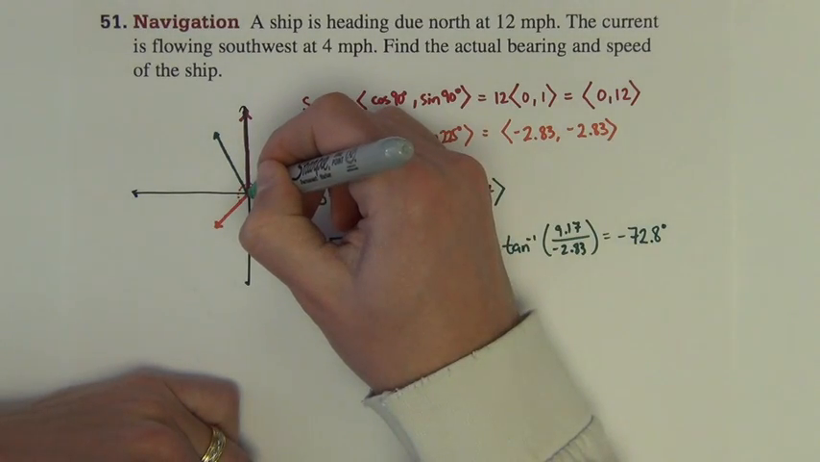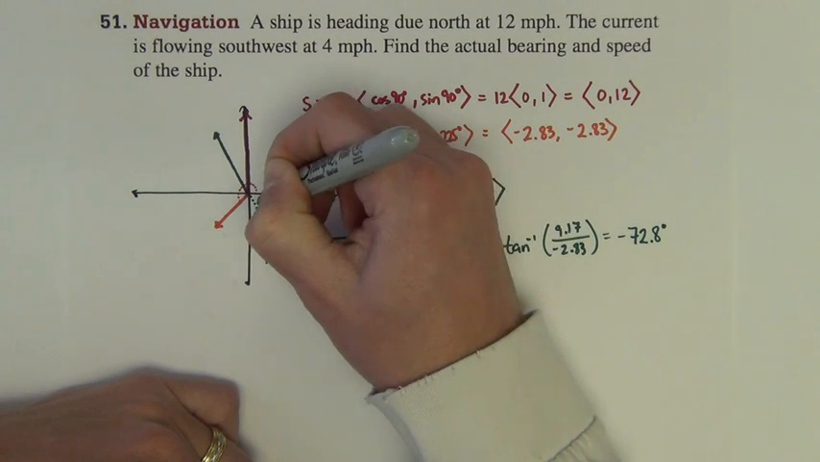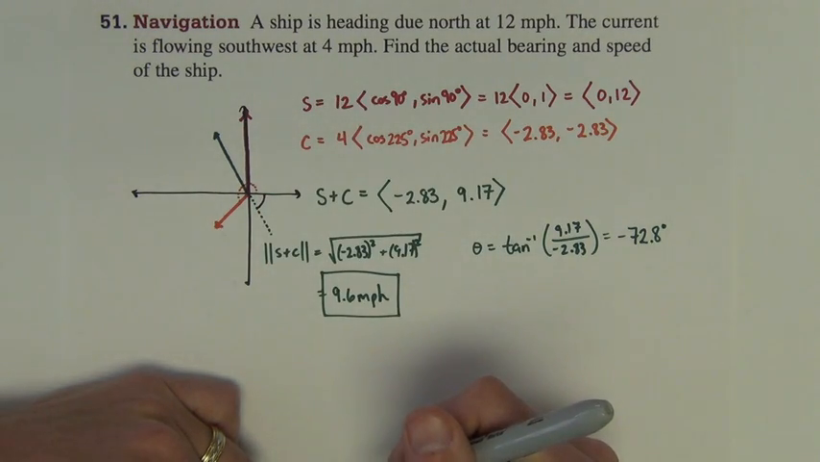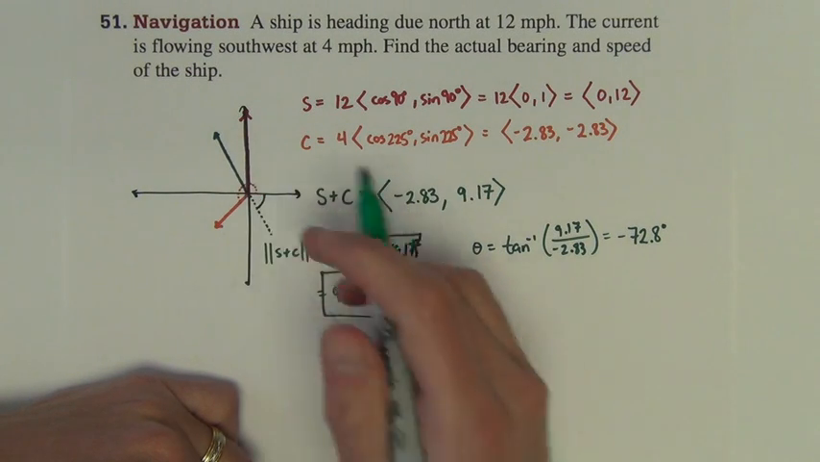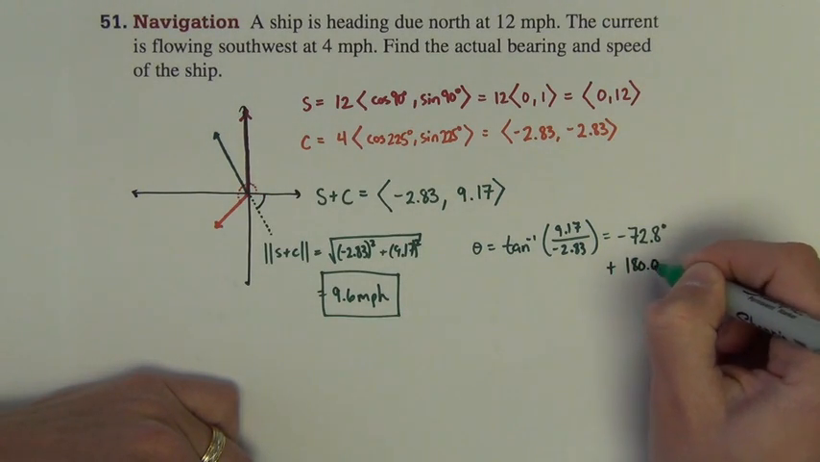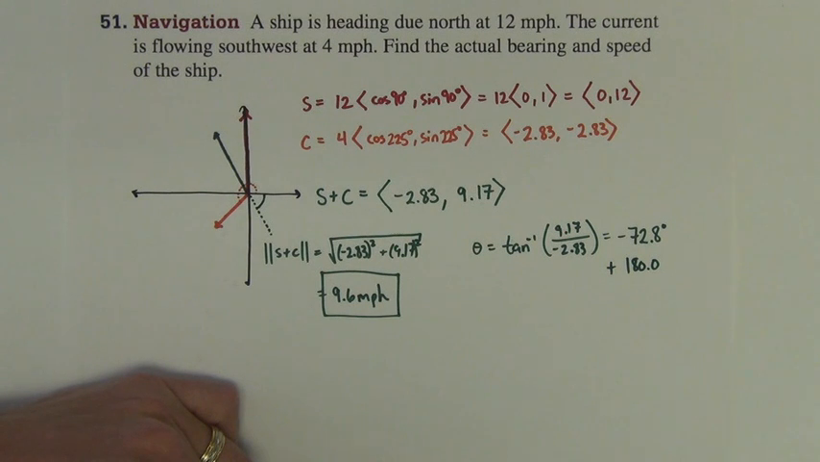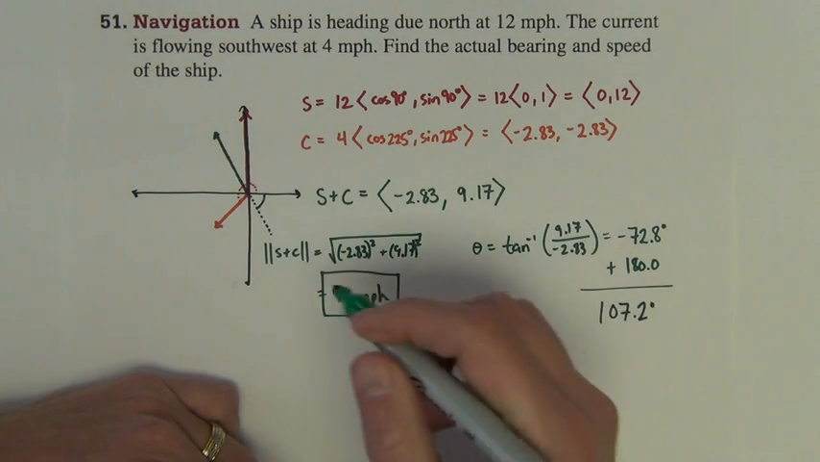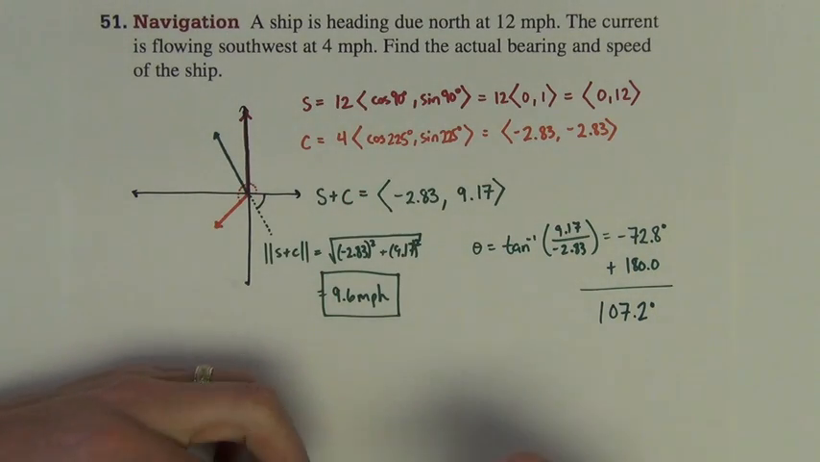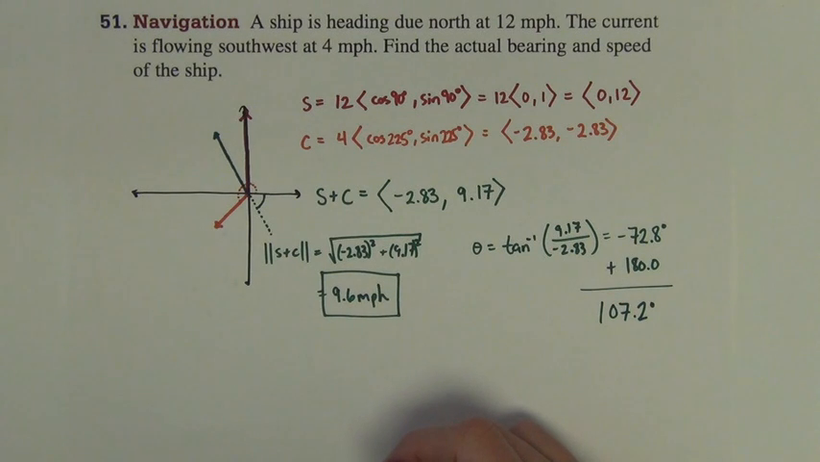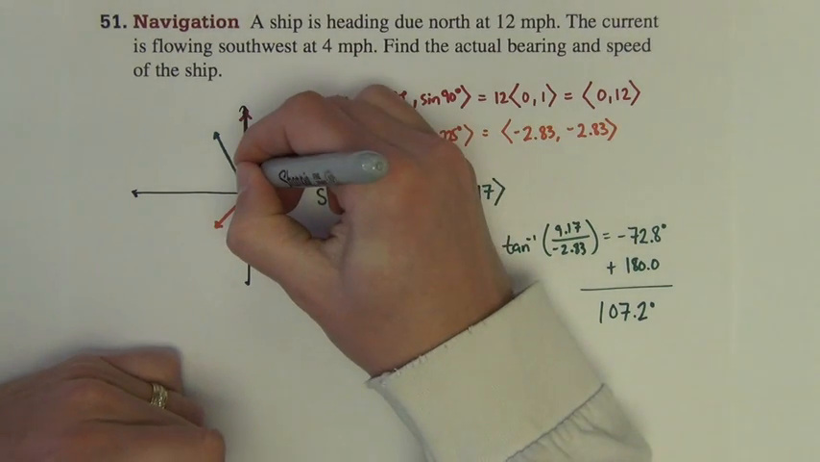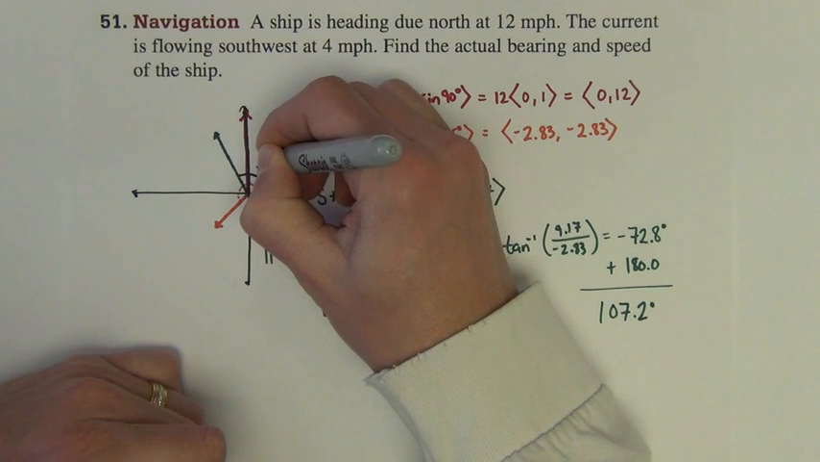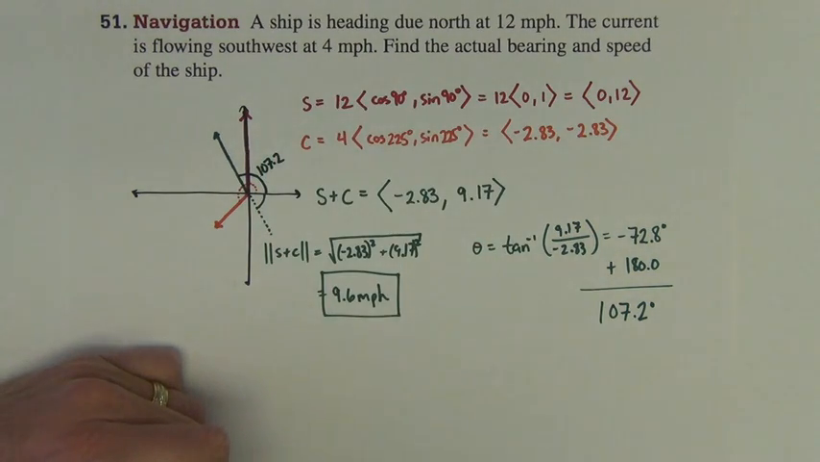Okay, now of course we've seen this a few times already. That negative 72.8 is right there. So what we need is the other side of that line. So I'm going to add 180 to that. So negative 72.8 plus 180, and I get 107.2 degrees. Now, again, the tricky part of this is that 107.2 degrees is this angle. That's not the angle that I want.